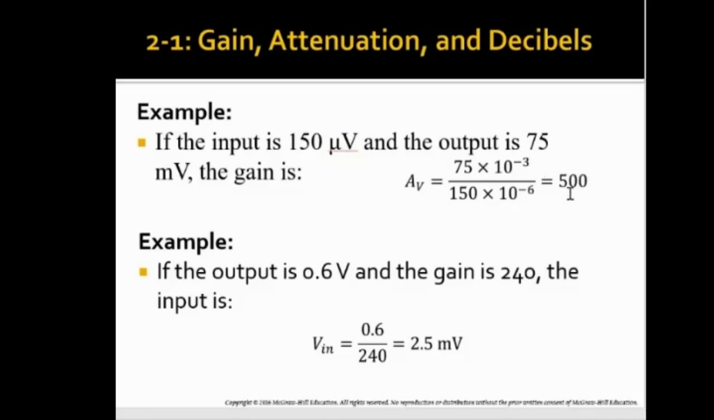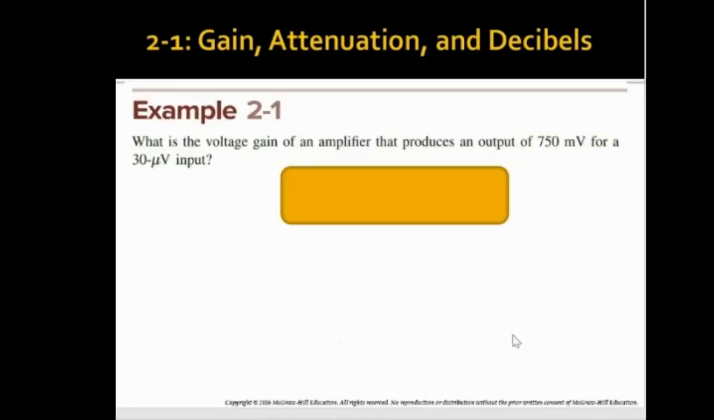So we have 500. There is no unit because the output and input are the same units, so gain is unitless. In another example, we have 0.6 volt as the output and a gain of 240. We want to find the input. So we have 0.6 divided by 240, which gives 2.5 millivolts as the input. So our input was 2.5 millivolts, the gain was 240, and it becomes 0.6 volt output.